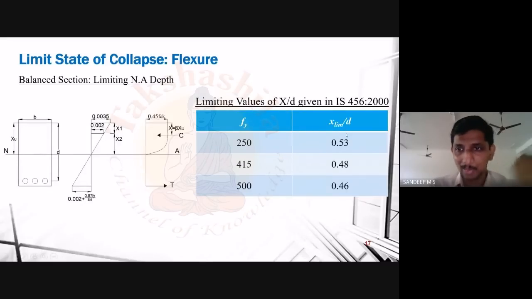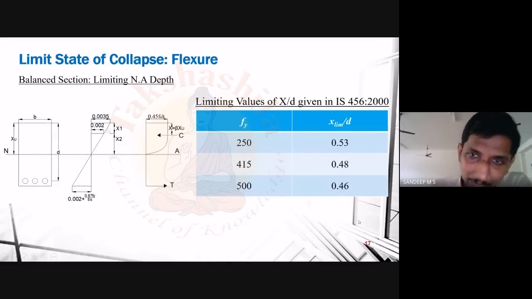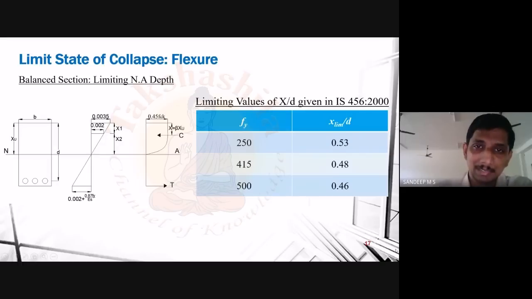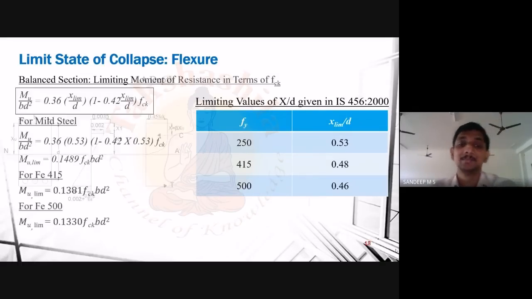And again, I advise you to learn these values for each type of steel. Normally, we will be using Fe 500 or 450, so it is better to learn these values. For your competitive examinations, these things will be asked. For example, what is the limiting value of neutral axis in the case of a HYSD bar? In brackets, you will be given some values and you will have to choose from them. So it is always good to practice learning these things from now itself.